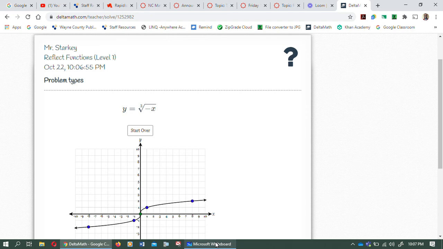All right. So this problem set here is another problem set that you'll have to do in today's lesson on Delta Math. For this problem set, it is asking you to reflect this function. For a type like this, you're going to have to click, drag, and hold.